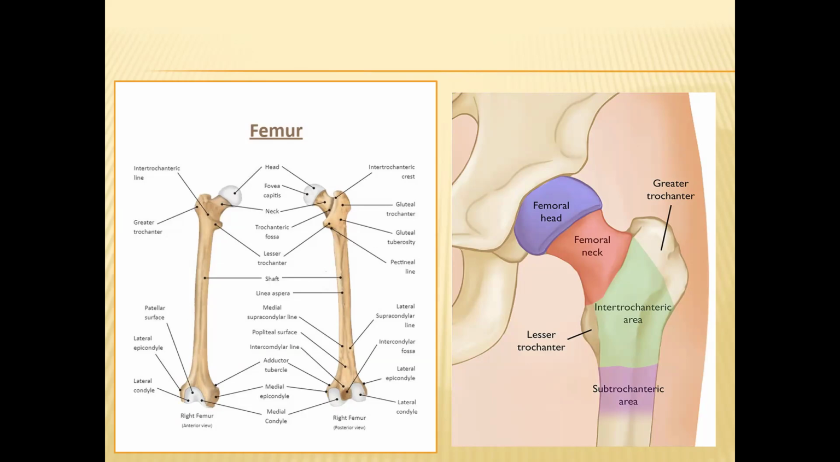In the other picture, we can see the anatomical structures passing through the neck of the femur. Any fracture in this area can also injure the vessels and the nerves passing through the femur.